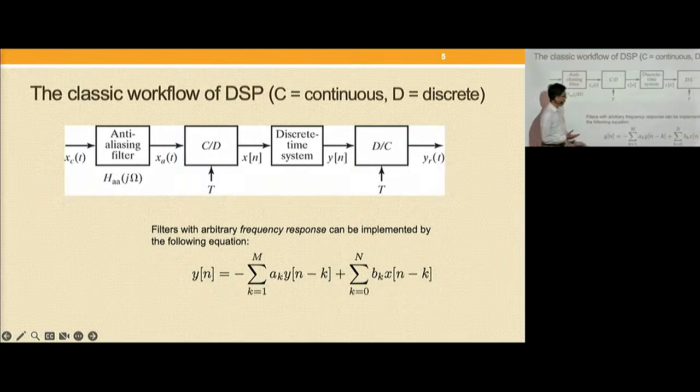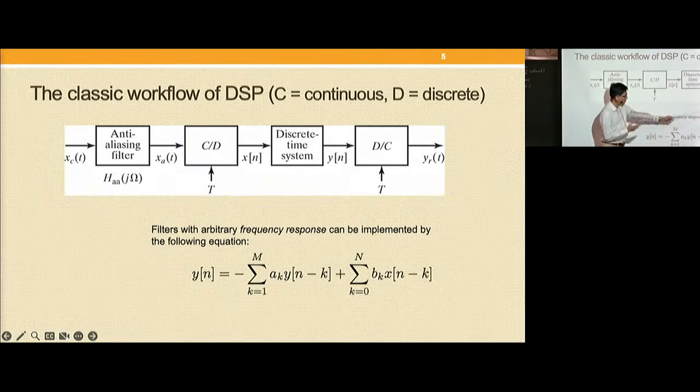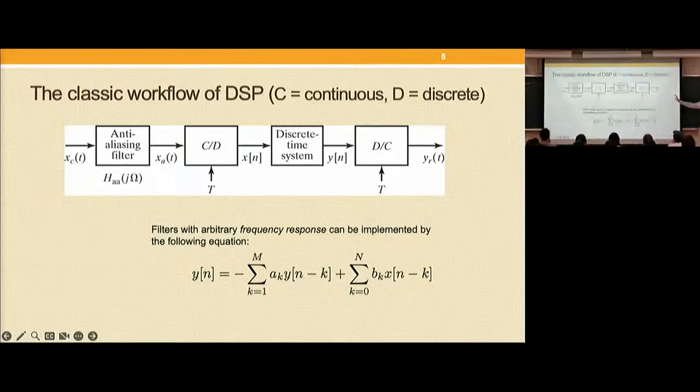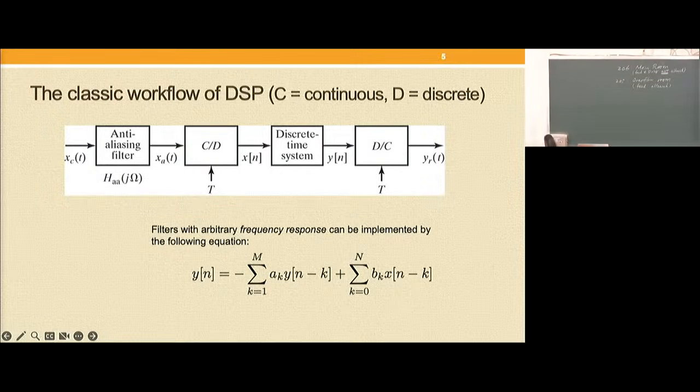Then if you're happy with your output, in some scenarios you might want to convert it back to the continuous-time domain using the opposite, a D to C converter. So the entire workflow begins with an analog signal in time, and it also ends with an analog signal in time, where r stands for reconstruction. That's the main workflow for the entire semester. That's what we are going to focus on this semester.